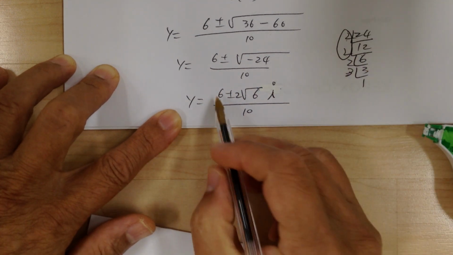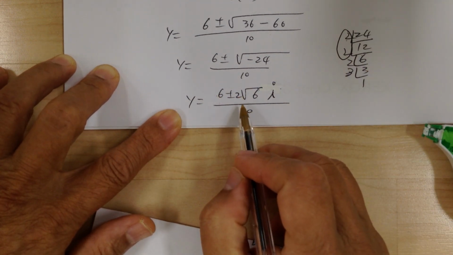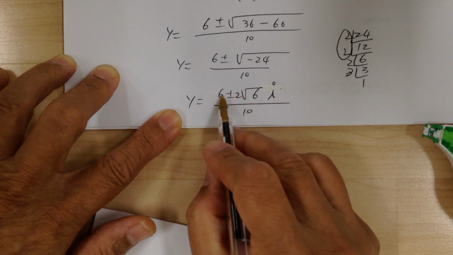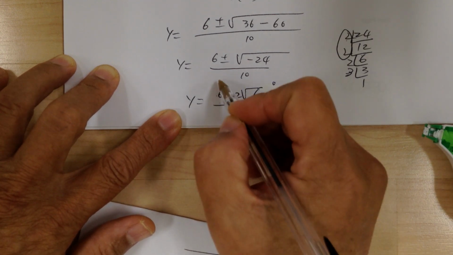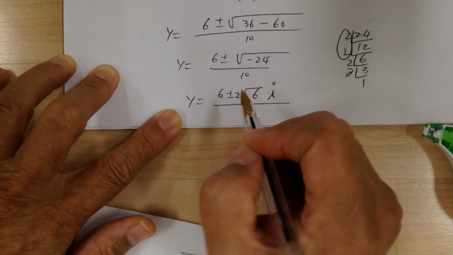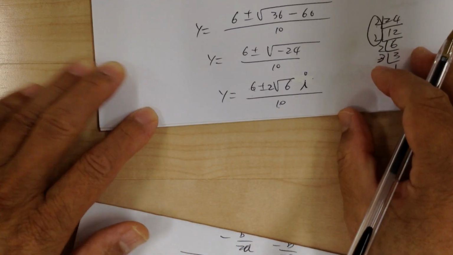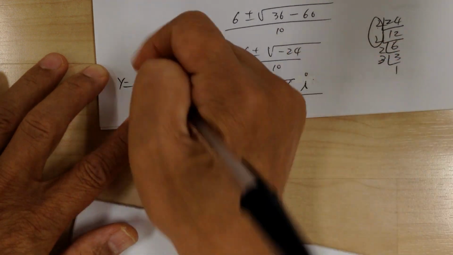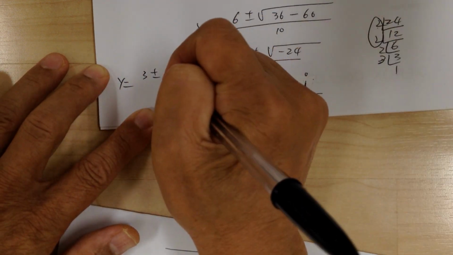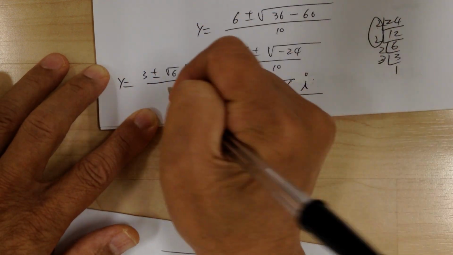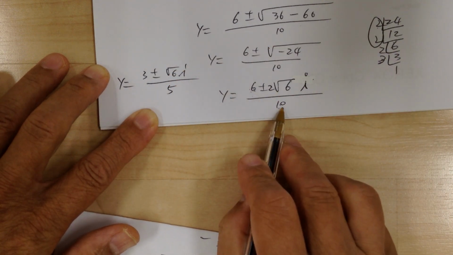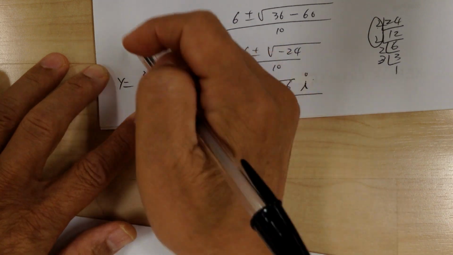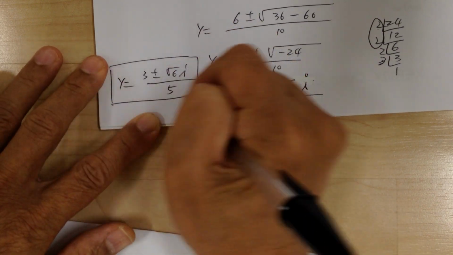Okay? And notice all these are multiples of 2. So we can divide every term by 2. So don't just cancel this with this or this with that. There are 3 parts, so all 3 parts need to be reduced. So y is going to equal 3 plus or minus square root of 6 i over 5. So you can divide this by 2, divide this by 2, divide this by 2. Every part has to divide by 2. Okay? And that would be your answer.